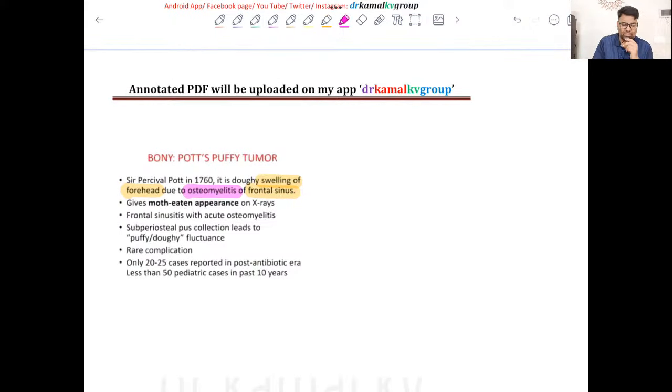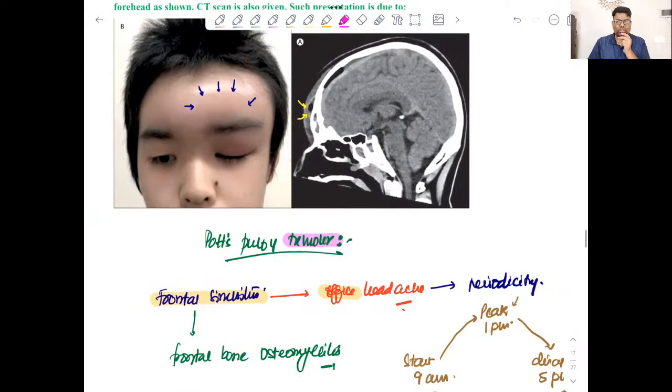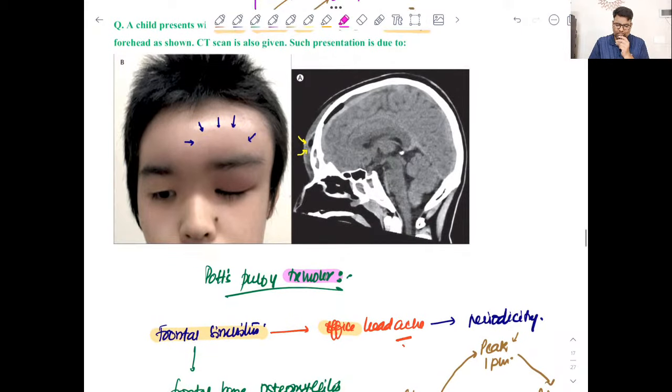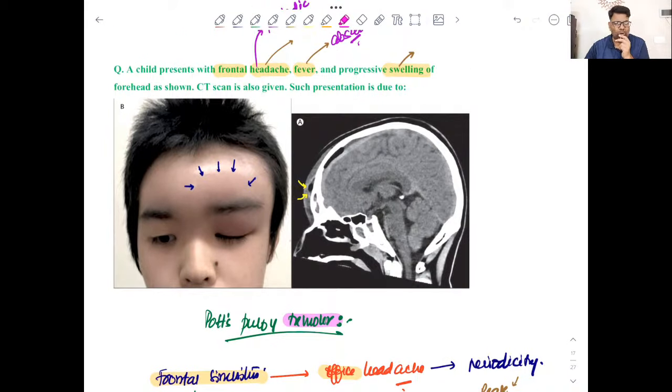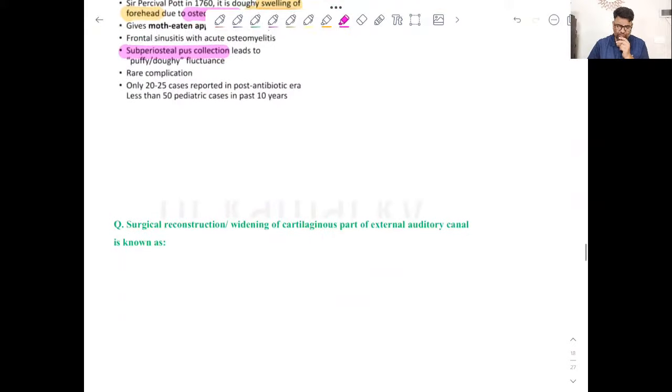And the swelling which is appearing in the forehead is actually subperiosteal pus collection. So it is the pus which is coming out because of frontal osteomyelitis. So this is a very interesting condition, that is Pott's puffy tumor. Clear? So this is the whole concept of this entity, Pott's puffy tumor.